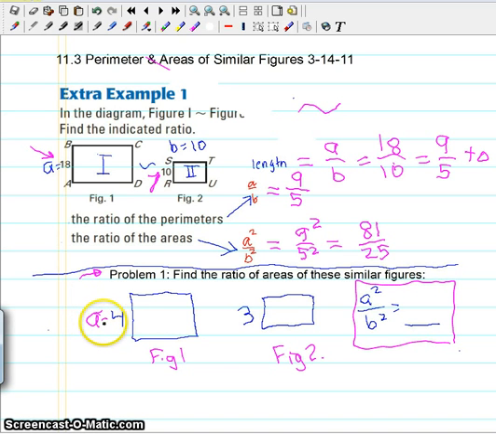A little lag there. Let me get this going. So we'll call that A, and this will be B. Let's try this again. There we go. So we have A equals 4, B equals 3, so go ahead and find the ratio of the areas, and put that in your response.